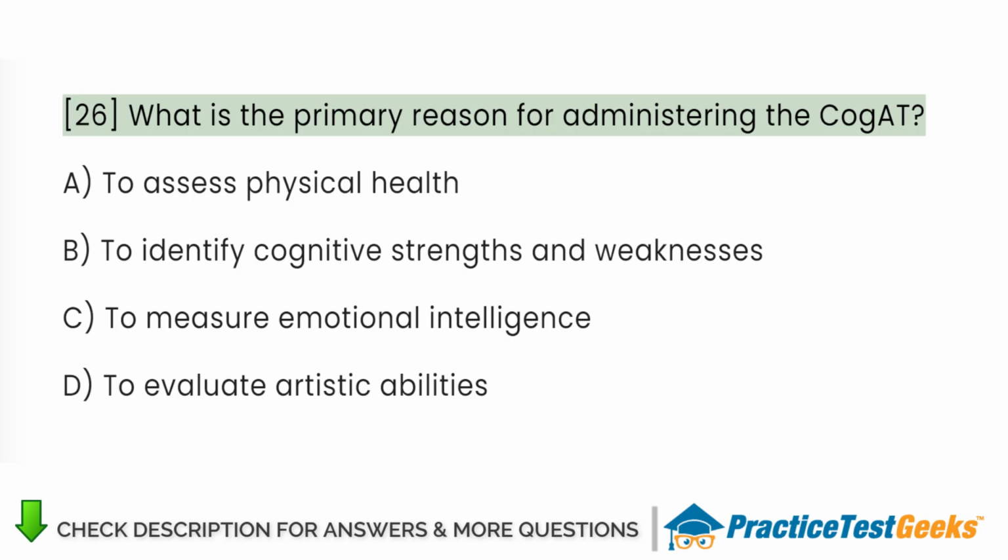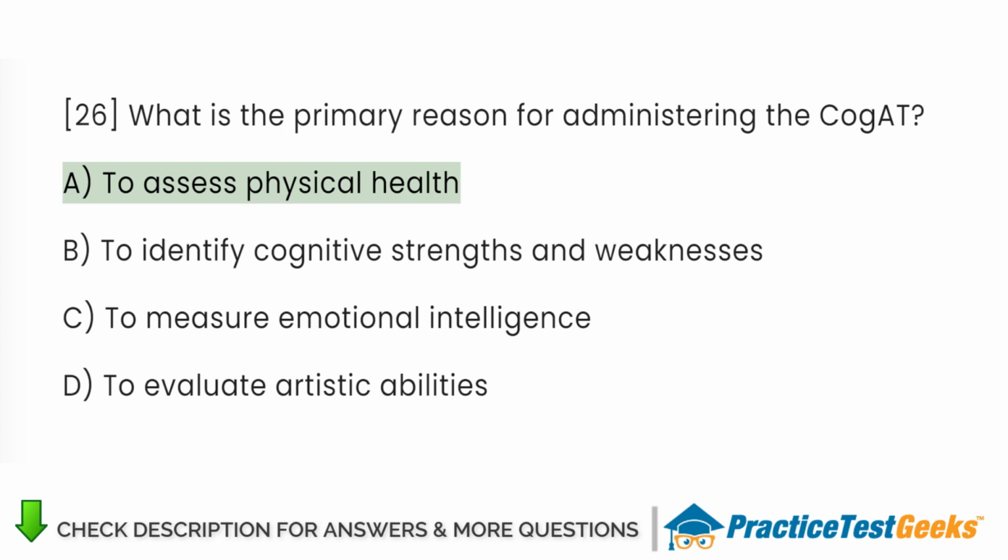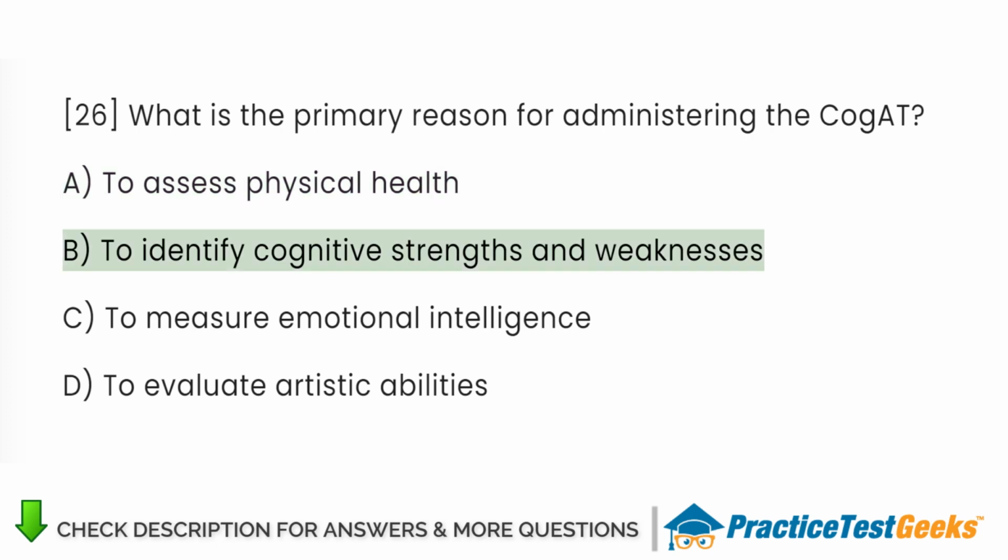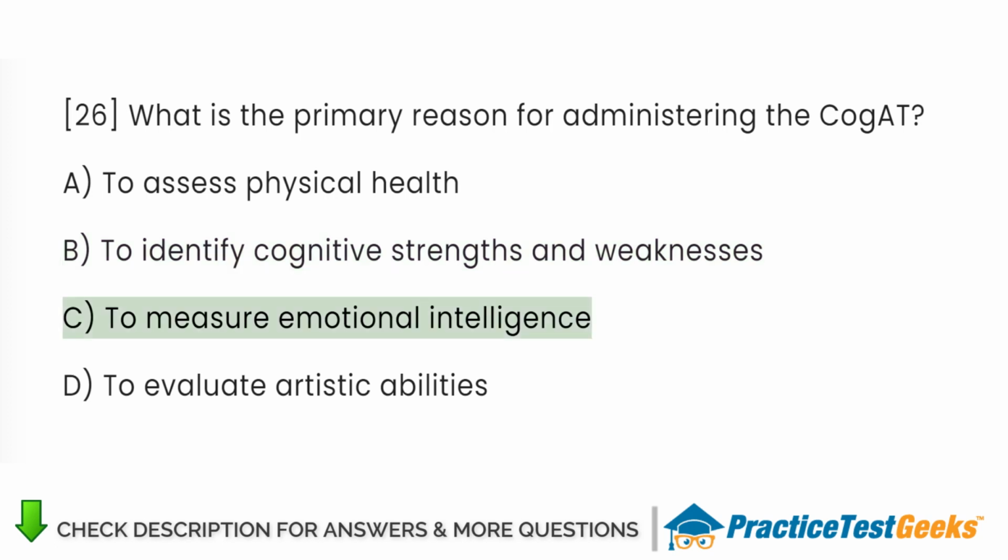What is the primary reason for administering the CogAT? A. To assess physical health. B. To identify cognitive strengths and weaknesses. C. To measure emotional intelligence. D. To evaluate artistic abilities.